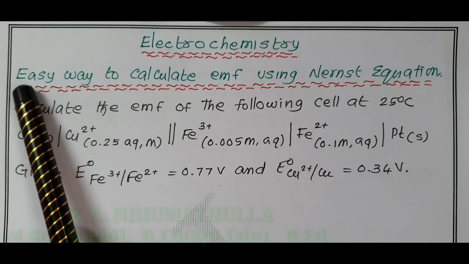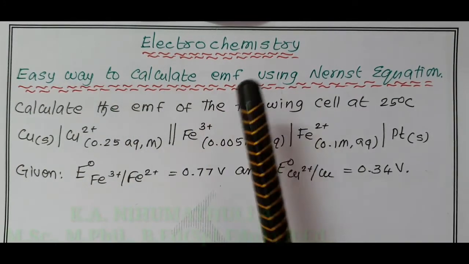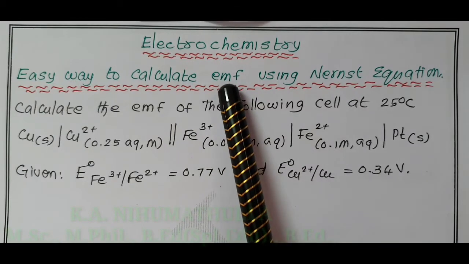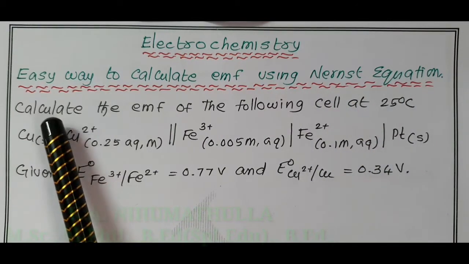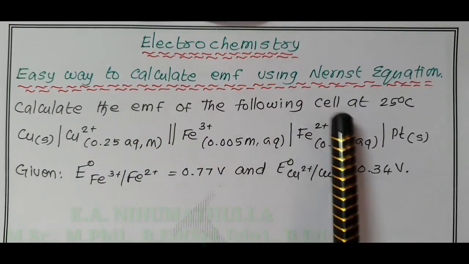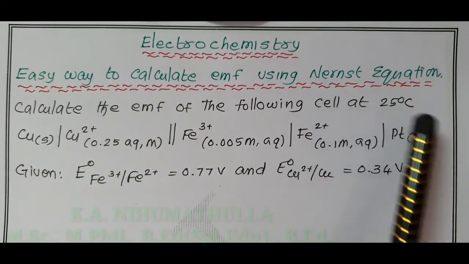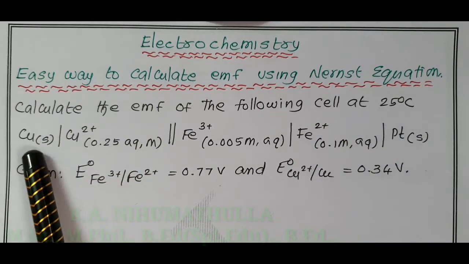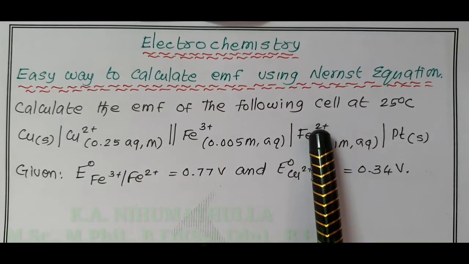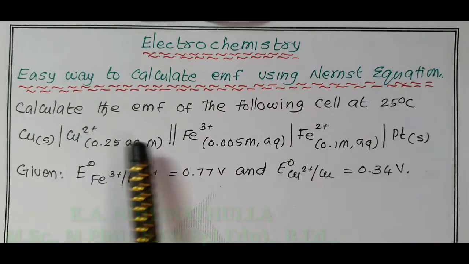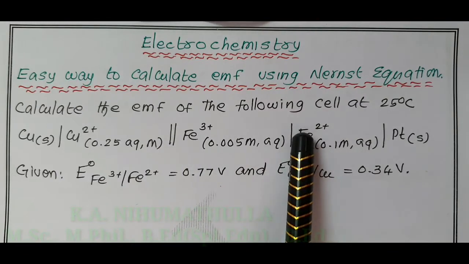This is electrochemistry, and in this we are going to discuss an easy way to calculate the EMF of the galvanic cell using the Nernst equation. Calculate the EMF of the following cell at 25 degrees Celsius: Cu | Cu2+ || salt bridge || Fe3+, Fe2+. Copper undergoes oxidation, iron undergoes reduction.